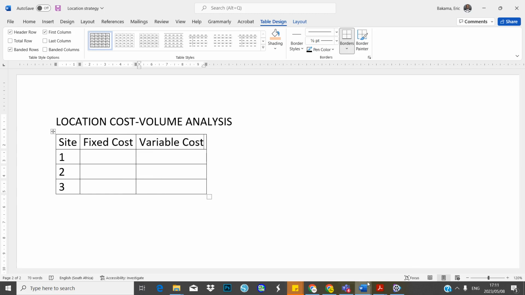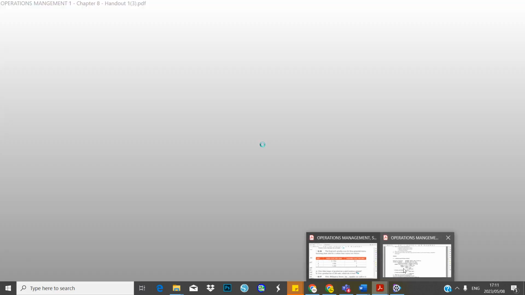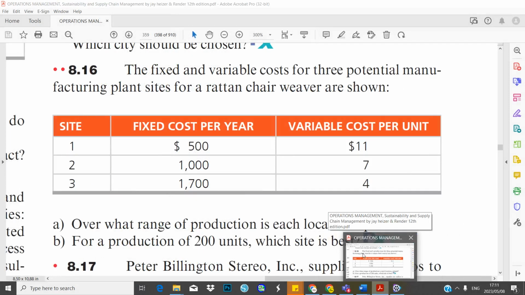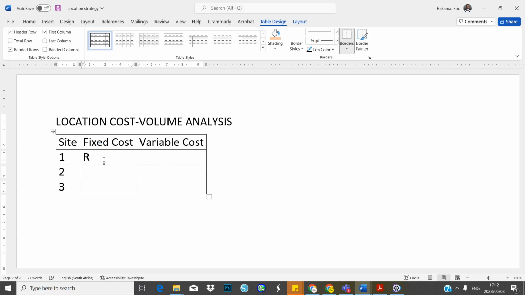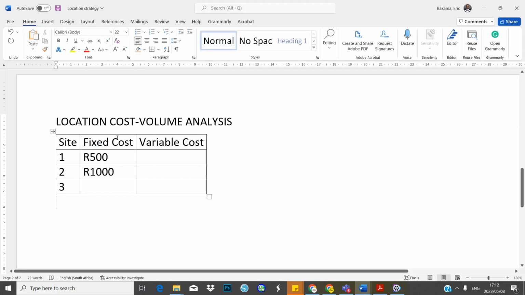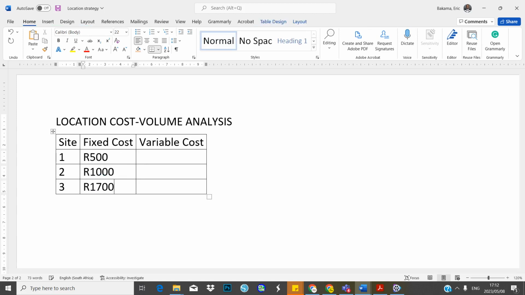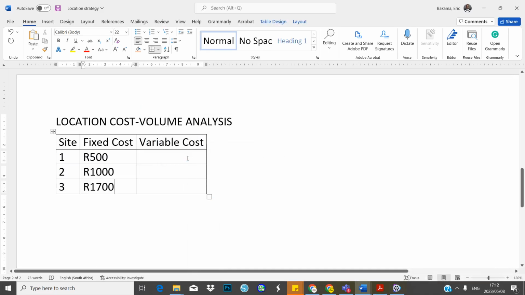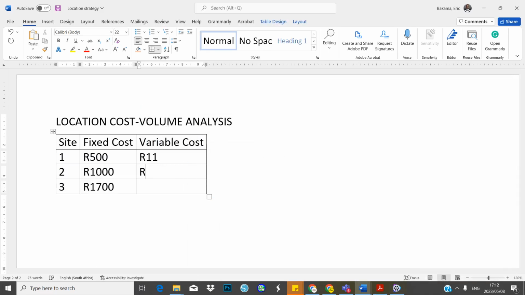Now for location number 1, the fixed cost is 500, 1,000, and this one I think is 1.7. So I'm going to work in terms of rand here. Let me just confirm 1,000. Yes, so this one here we're going to have 11, then we have 7, then I think we have 4 this side.